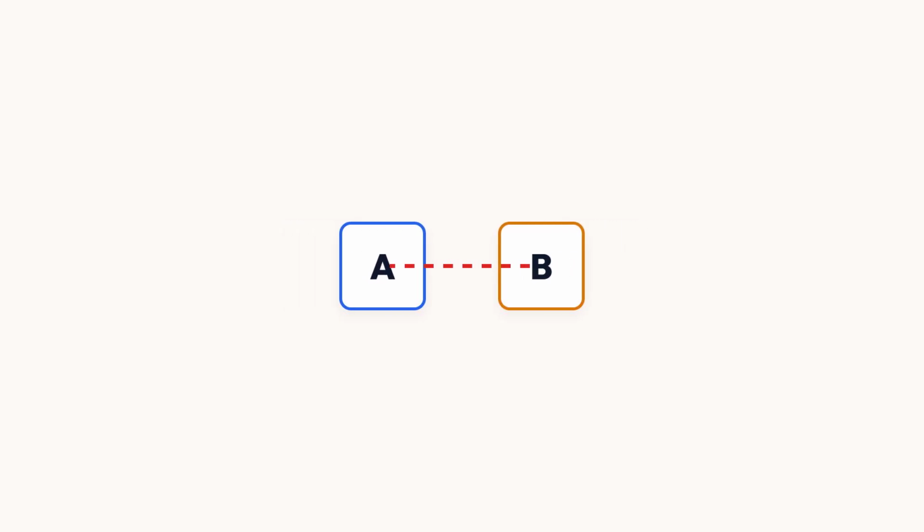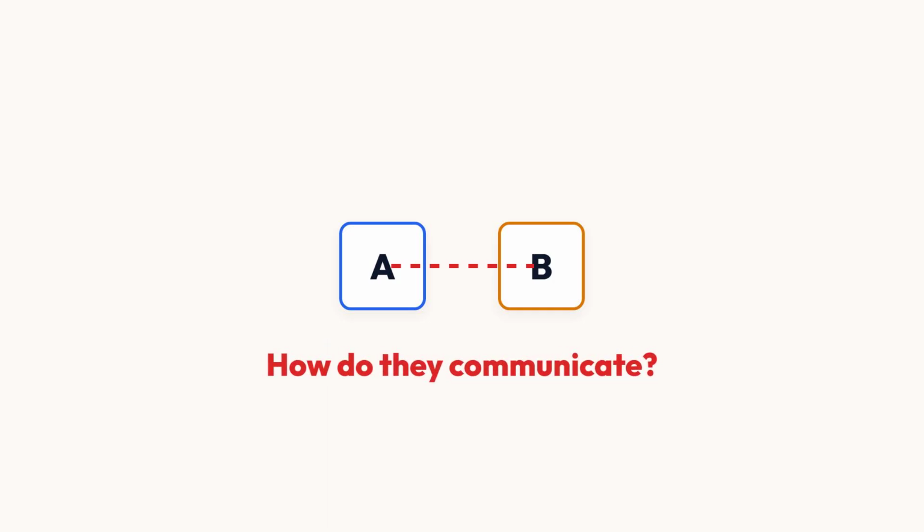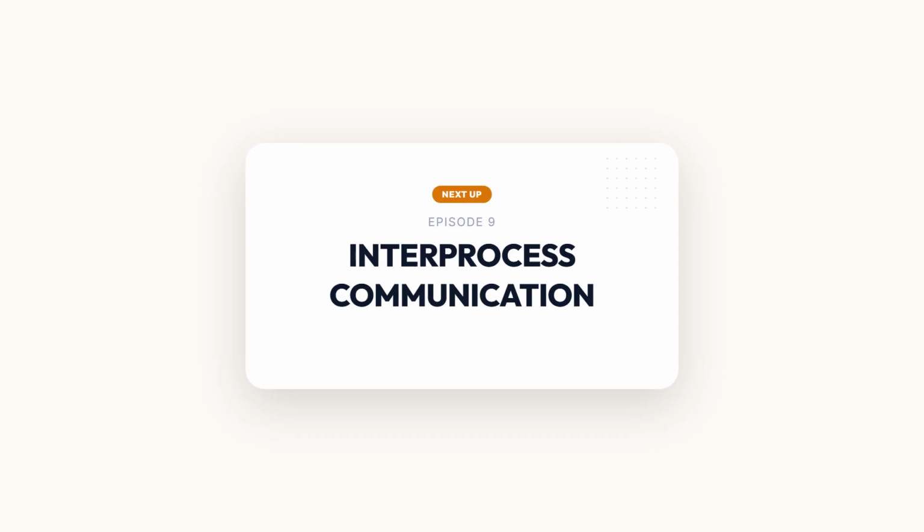But so far, we've been looking at processes as if they are completely independent. In reality, that's not always the case. Sometimes processes need to work together. They may need to exchange data, coordinate actions, or communicate results. But here's the challenge. Processes do not share memory by default. So how do they communicate? That's exactly what we'll explore in the next video. We'll dive into something called inter-process communication, or IPC.